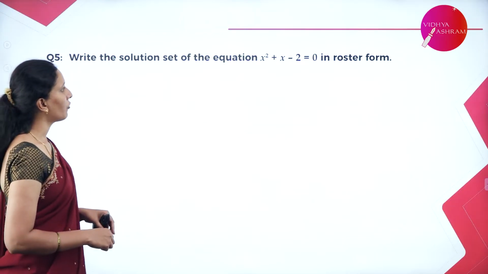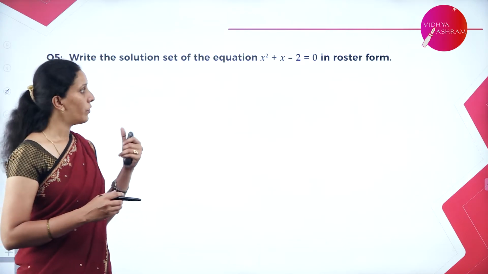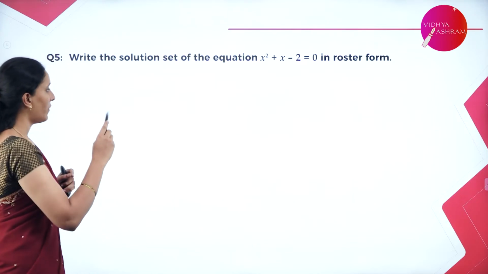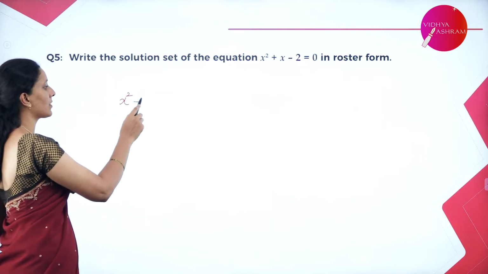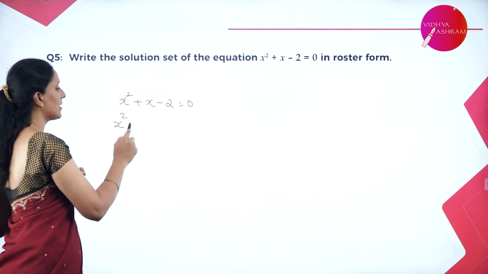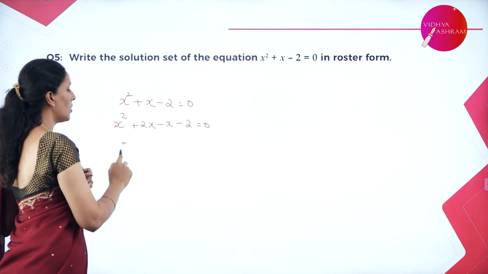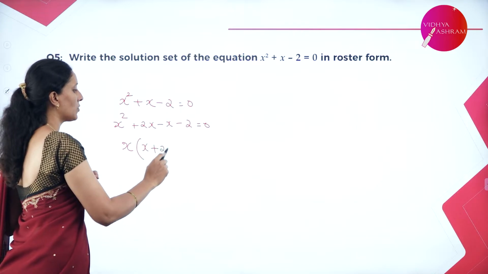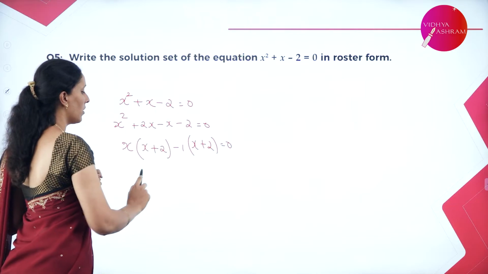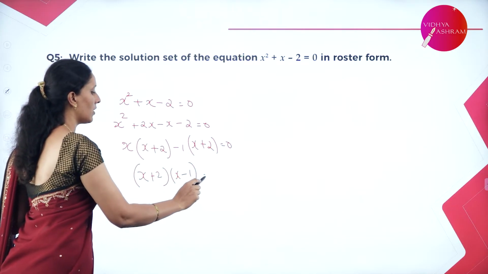Next. Write the solution set of the equation x square plus x minus 2 is equal to 0 in roster form. We have an equation here. We need to write the solution in the form of a set. So first let us solve the equation. We have x square plus x minus 2 is equal to 0. We can write this as x square plus 2x minus x minus 2 is equal to 0. So x common, x plus 2, minus 1 common, x plus 2 is equal to 0. We have x plus 2, x minus 1 is equal to 0.